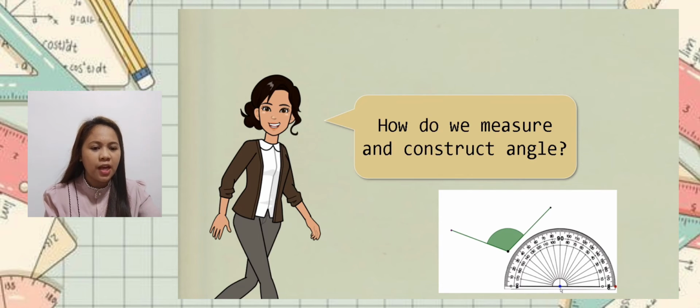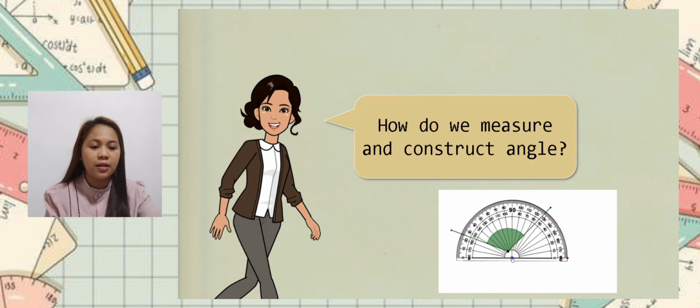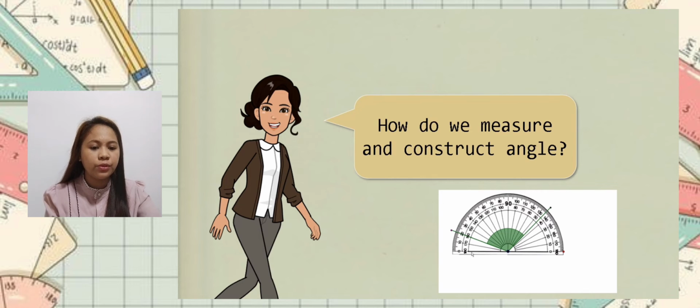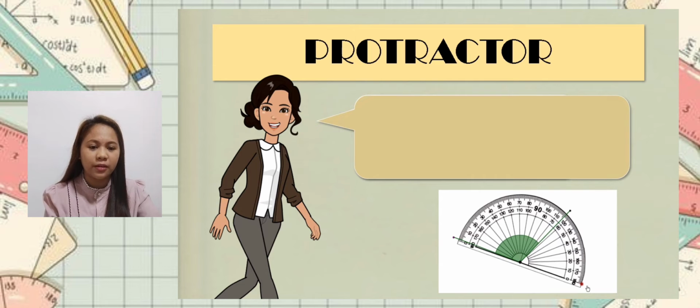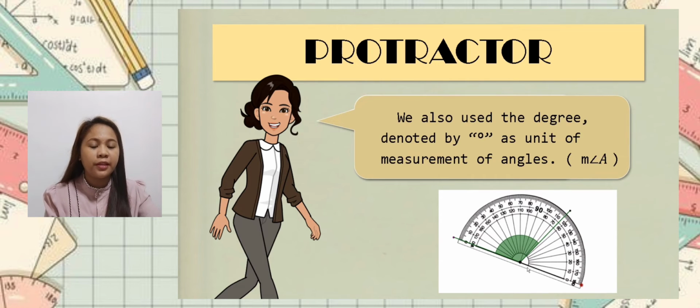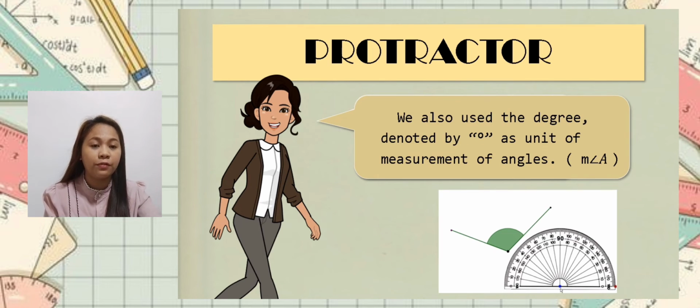The question is, how do we measure and construct an angle? What device do we use? Okay, we are using a protractor. We also use the degree, denoted by this little circle, as the unit of measurement of angles.